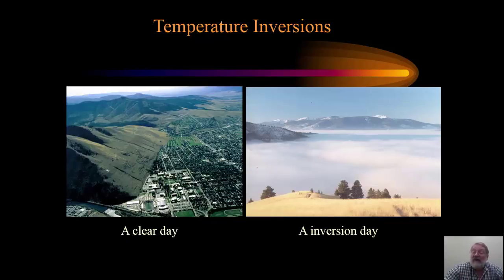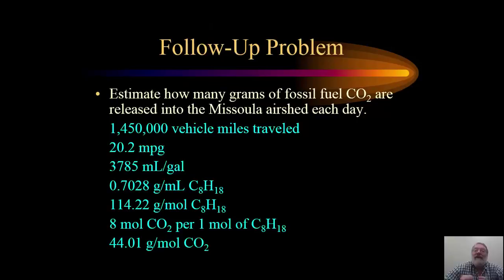People were worried about what the pulp mill was putting out in the way of pollutants. Well, it's what we're doing with our cars that's probably more of a worry. Not just because of toxic things in gasoline, but just the CO2 itself. Here's some data on how many cars we have in Missoula, how many miles on average they get, and what the other things you need are for doing a stoichiometry problem.